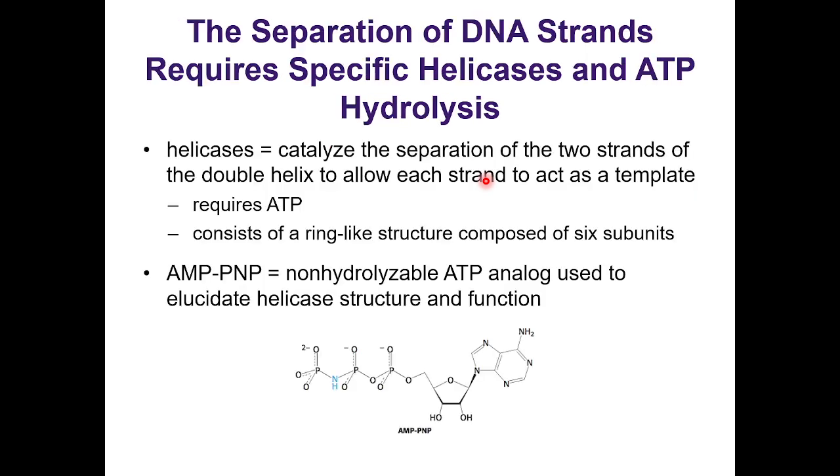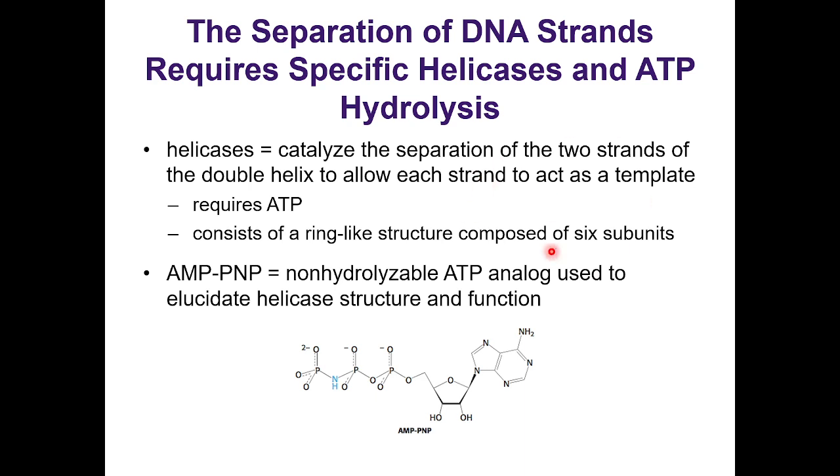So the helicase is going to catalyze the separation of two strands of the double helix. This will allow each strand to act as a template. It's going to require, again, ATP. This will consist of a ring-like structure that's composed of 6 subunits. And again, you can think of this a bit like an unzipping of that region. Now, it typically does come back together later into strands on the two sides, okay?